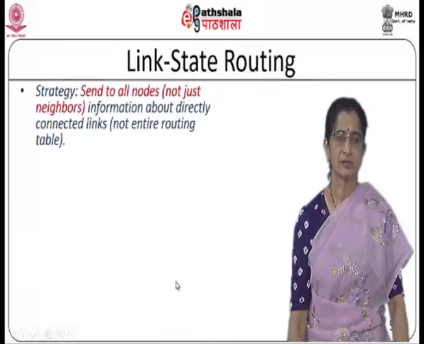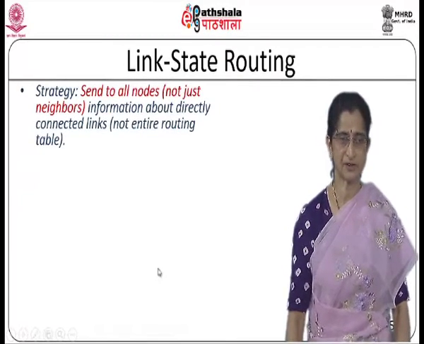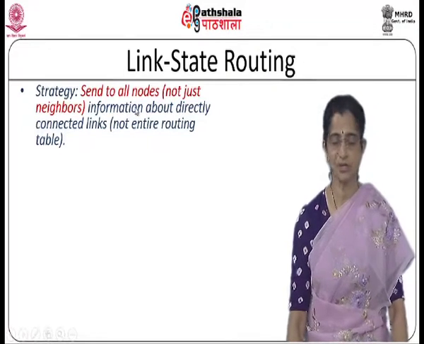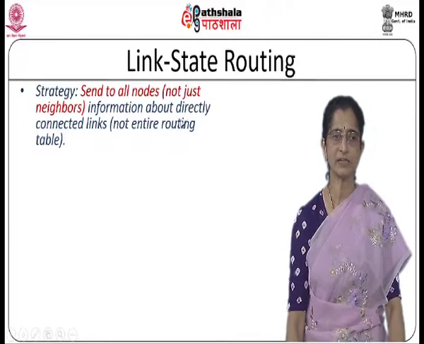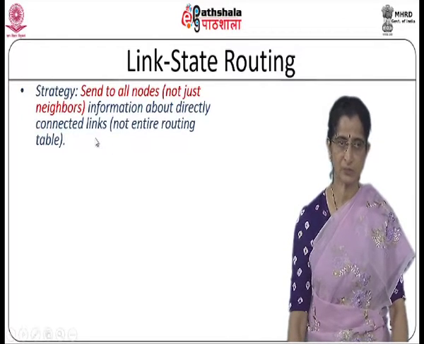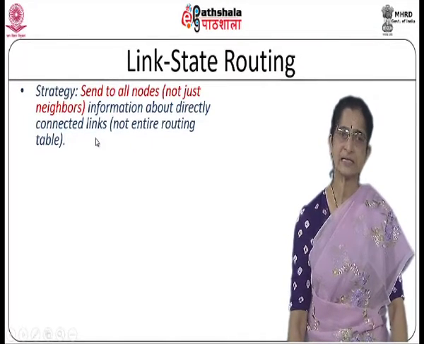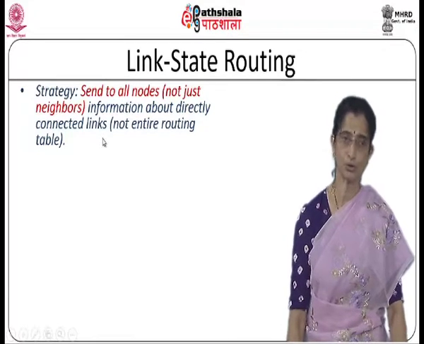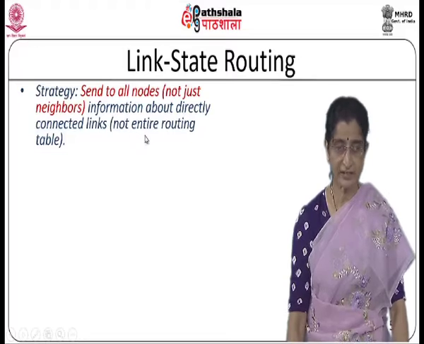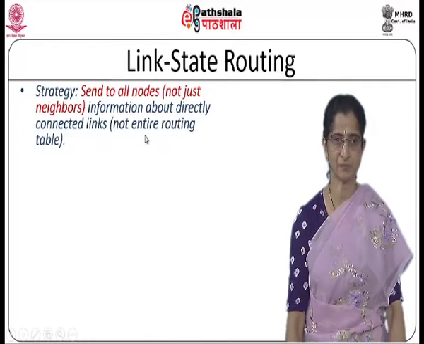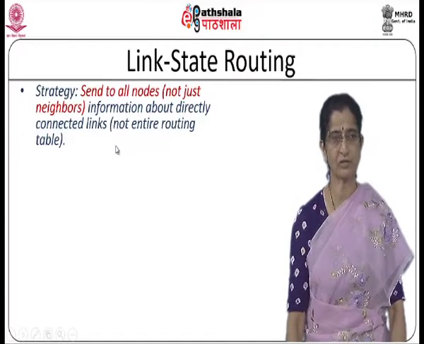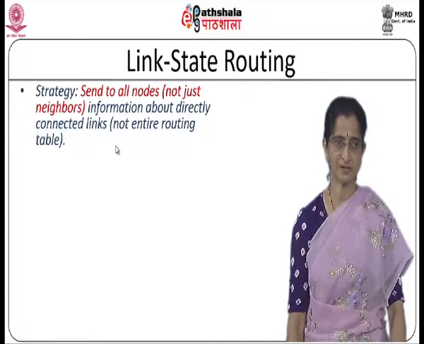The strategy that is used in link state routing is that you have to send to all nodes, not just the neighbors, information about the directly connected links. That is, every node finds out which are the links to which it is directly connected and sends that information to all the nodes, not just to its neighbors. And it does not send its entire routing table, it only sends this information about its directly connected links. These are the two key points to note as far as link state routing is concerned.